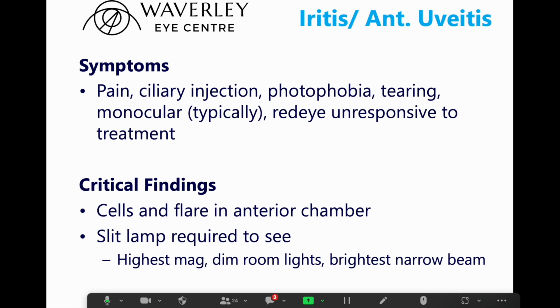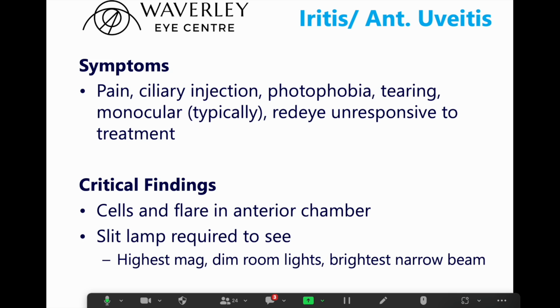It's going to typically be a monocular red eye, and it's going to be a red eye that might be unresponsive to treatment. So if you're treating something that you thought was a bacterial conjunctivitis or some type of conjunctivitis, and it's not getting better, sometimes think uveitis. Critical findings: you need to take a look with a slit lamp to look for cells and flare.